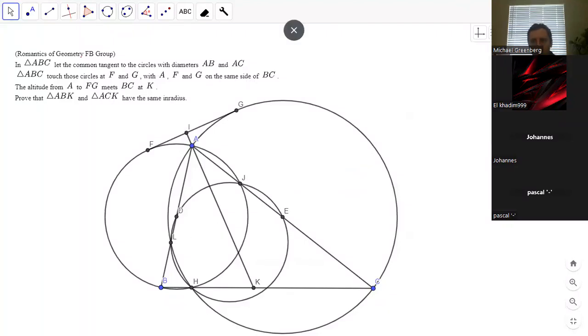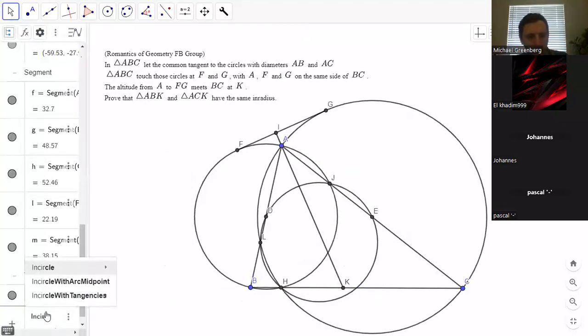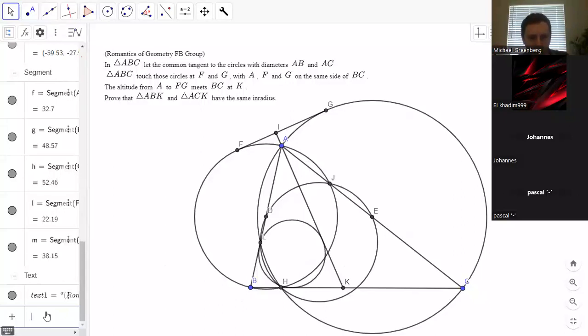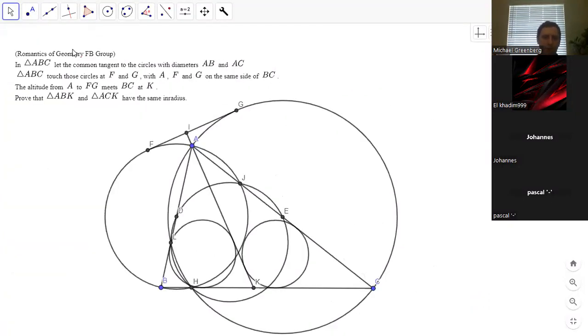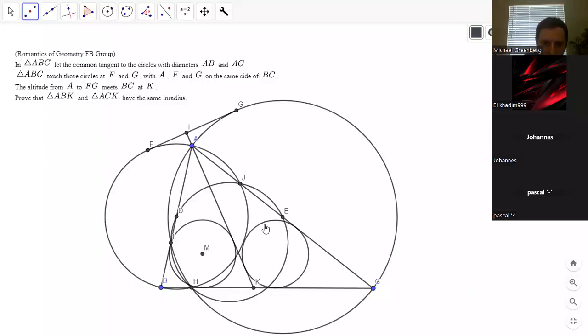So if we draw the two incircles, let's do that. And then we could draw their centers. It's the same as saying that their centers are the same distance from BC. It's the same as saying MN is parallel to BC.